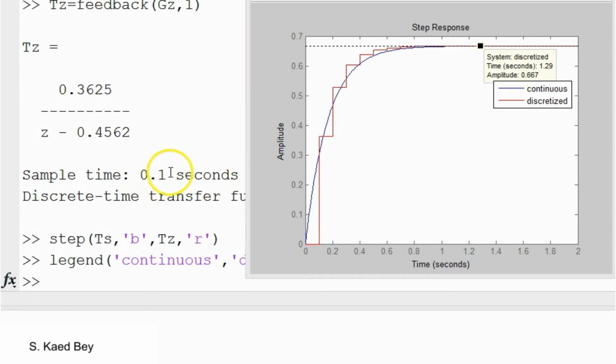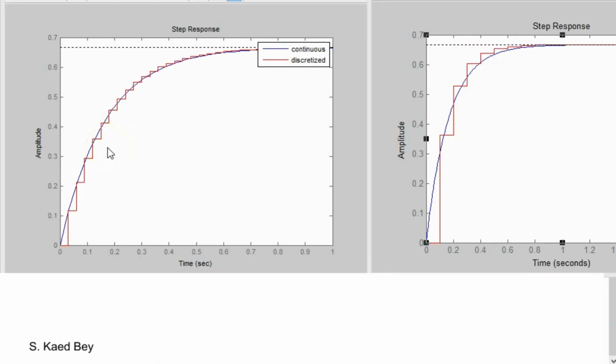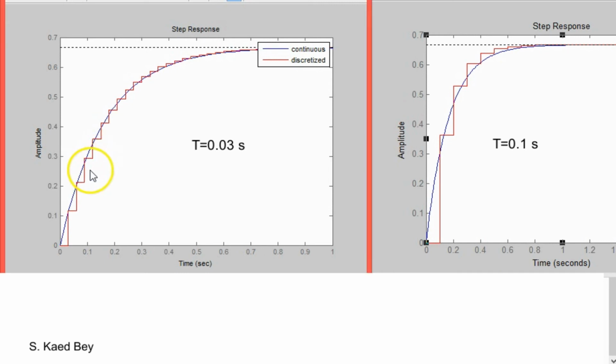Let's change the sampling time to 0.03 and study the effects of this value on the transient response. It's evident that when we have chosen a smaller value for the sampling time of 0.03, we were able to get a closer match of both the discretized and the continuous closed loop transfer functions for a step input.